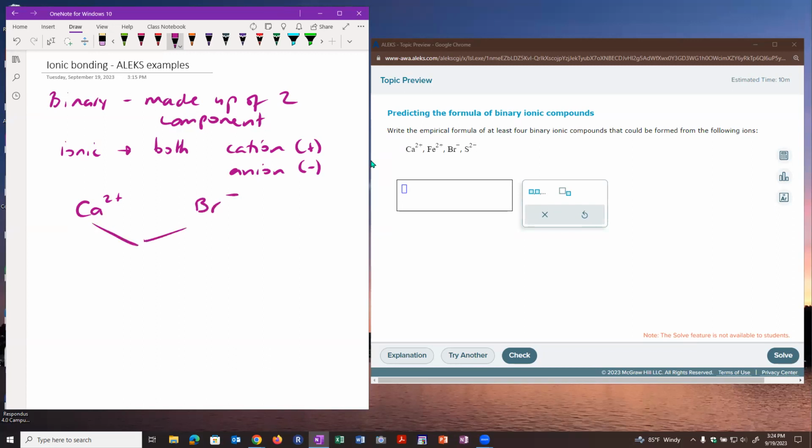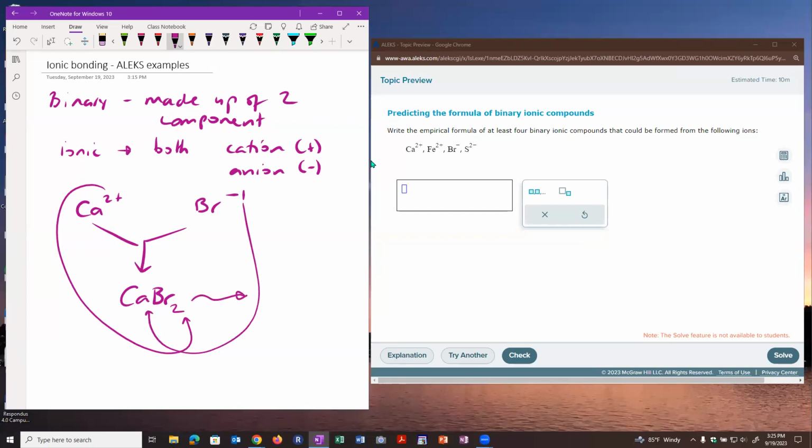So when I combine these, as we saw either in the videos or in lab, we can combine them simply by writing out the formula. We list the metal first, non-metal second, and then we can do our cross-charge method, which is a quick shortcut method to come up with the formulas. The 2 as the charge on the calcium becomes a subscript on the bromine, and remember -1, so the 1 here on the bromine becomes a subscript on the calcium. 1 is understood, so our final thing here can be CaBr2 as our first one.